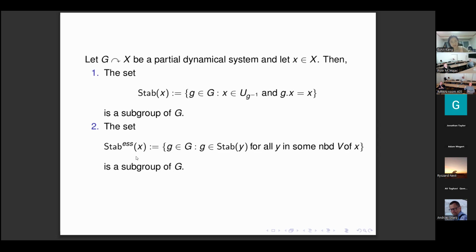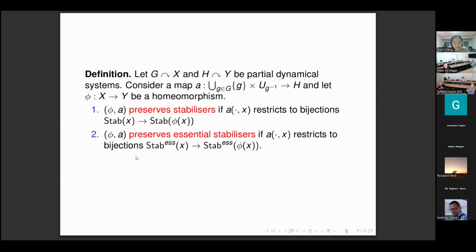Okay, thank you. Go ahead. When we have this map, we say it preserves stabilizer if the stabilizer group at a point in X is matched perfectly via the cocycle to the stabilizer group at the corresponding point in Y. Similarly, it preserves essential stabilizer if the same kind of matching happens, but now, instead of just looking at what fixes a single point, we look at group elements that fix a whole neighborhood around the point.